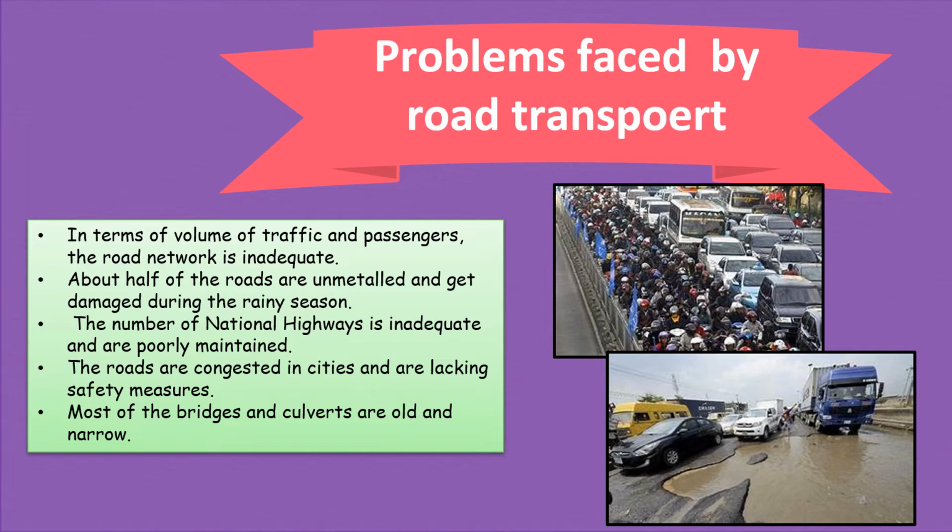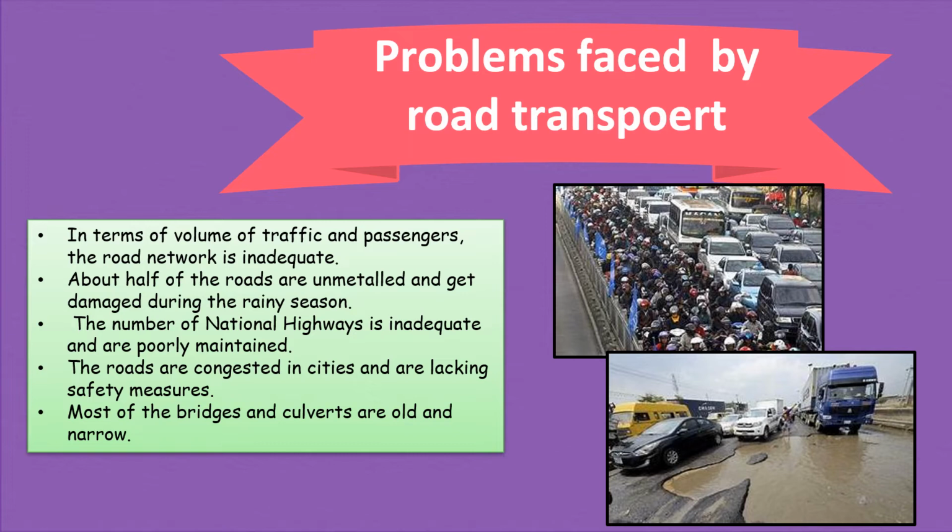Roads which are made out of cement and concrete are called metallic roads, and they are also all-weather roads. The next type of roads are those which are made of mud and stone. They are called unmetallic roads, and these roads go out of use during the rainy season.